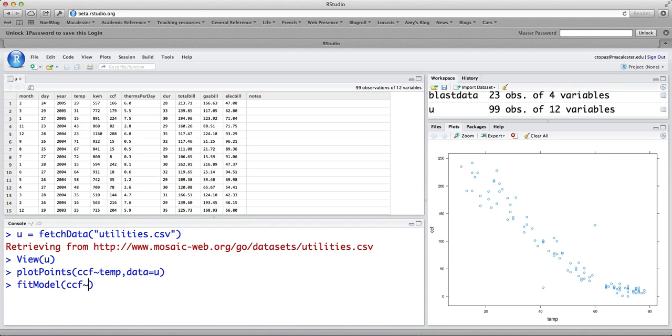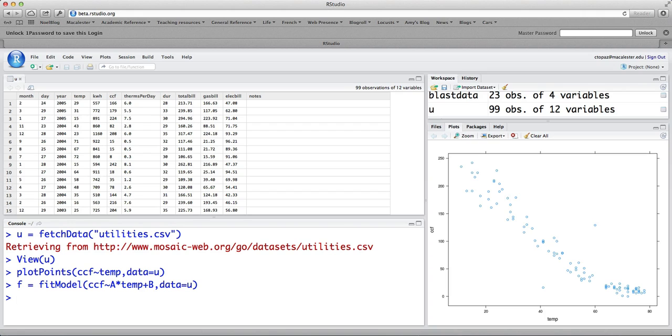And if what we have in mind for our model is a linear function of temperature, I'm going to say something like a times temp plus b. And we have to, again, say what data set we're thinking of: data equals u. And then once again, we have to capture the output of this procedure into something. So what running fitModel does is it returns a function that you can use, that's the linear function that you're looking for. So let's decide to call that function f. We capture the output into f. We'll be able to use that function f.